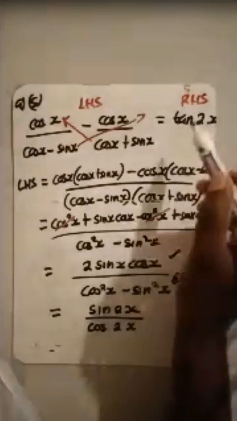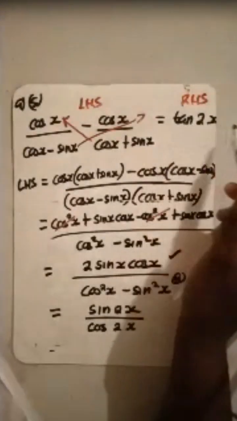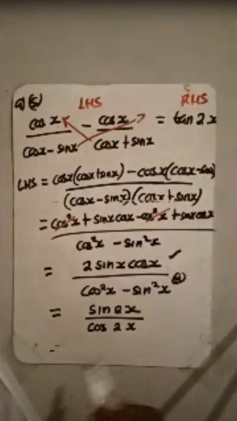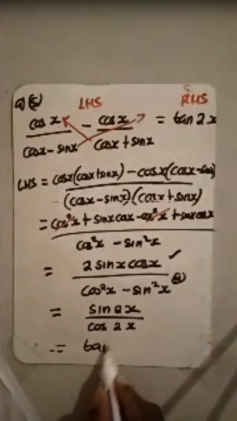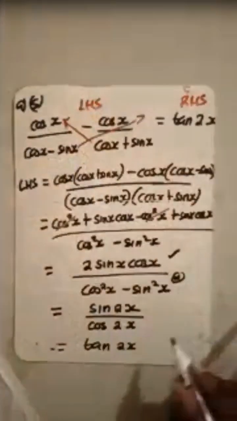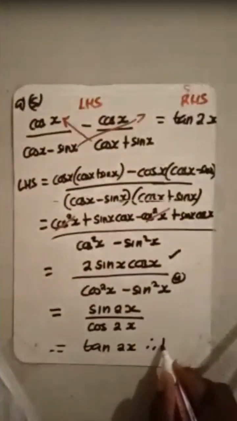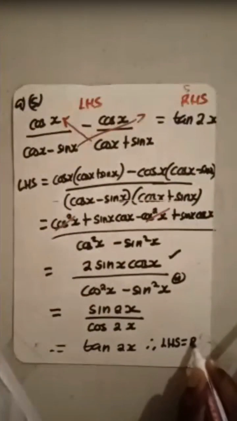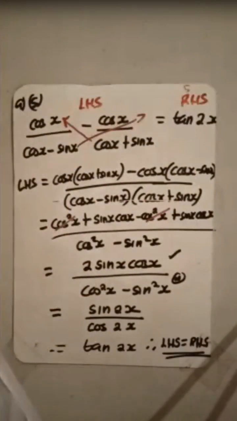And guys, remember where we want to go? We want tan 2x. And now we are having sine 2x over cos 2x. And we know from the quotient identity, sine over cos gives us what? Tan 2x. Therefore, if we check, our left-hand side is now the same as what? The right-hand side. So we conclude. Therefore, the left-hand side is equal to the right-hand side. There we are. The left-hand side is equal to the right-hand side.